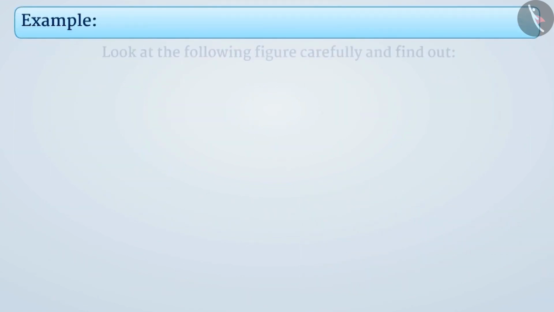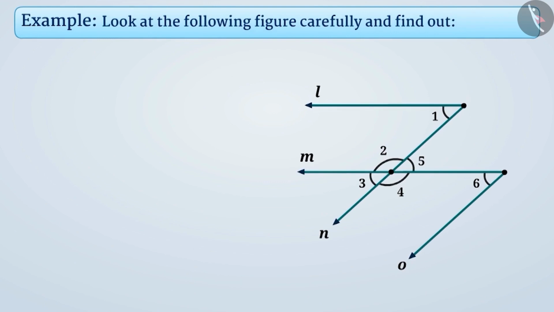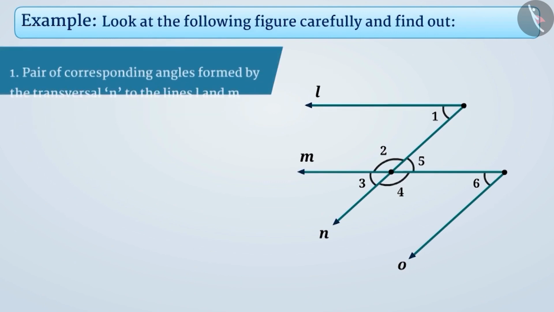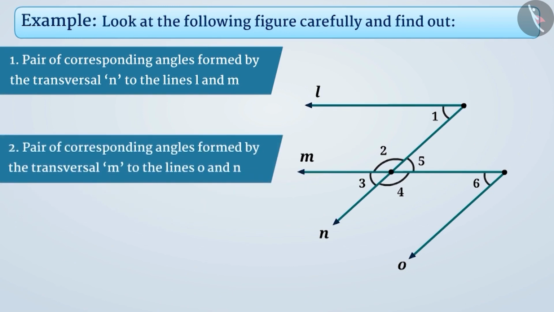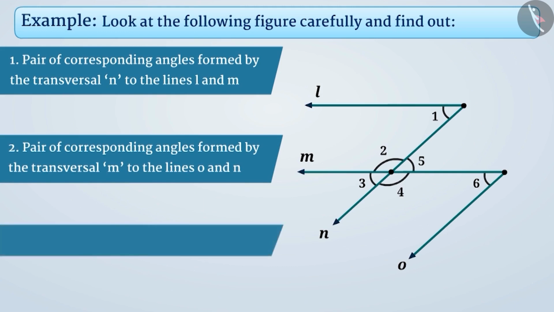Next example, look at the following figure carefully and find out the pair of corresponding angles formed by the transversal N to the lines L and M, the pair of corresponding angles formed by the transversal M to the lines O and N, and the alternate interior angles of angle 5. As you can see, the angles formed by the transversal N to the lines L and M are angle 1, angle 2, angle 3, angle 4 and angle 5.